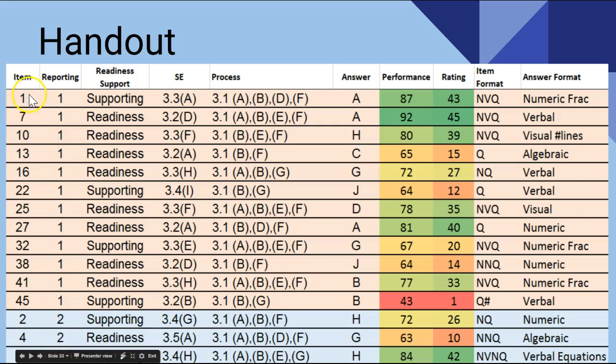The very first column has an item number. You have the reporting categories, whether it's a readiness or supporting standard. The SE, the content SE that was tested, the process SEs that were tested, and then the answer to that item. Next, you have the performance, what is our met standard percentage. Notice that 87 is green, that is good. We have rating out of 46 items.